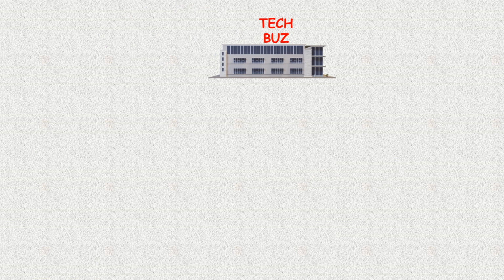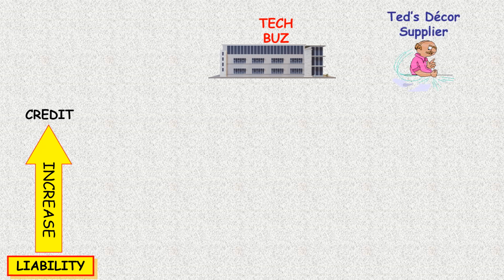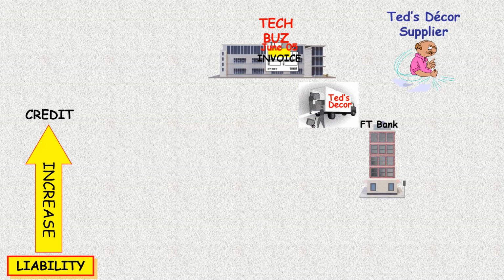Taking a look at examples of liabilities. Liabilities increase will be credited. Here's an example: when Ted Decor, a supplier, sells us something and then delivers those goods along with an invoice, we have time to pay Ted Decor, and our liabilities increase. We have to pay Ted Decor at some time in the future, so that will be a credit to accounts payable.